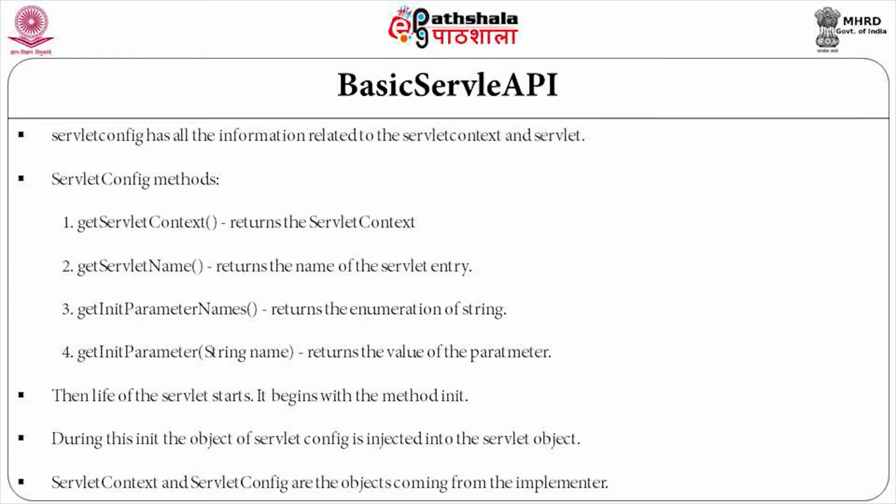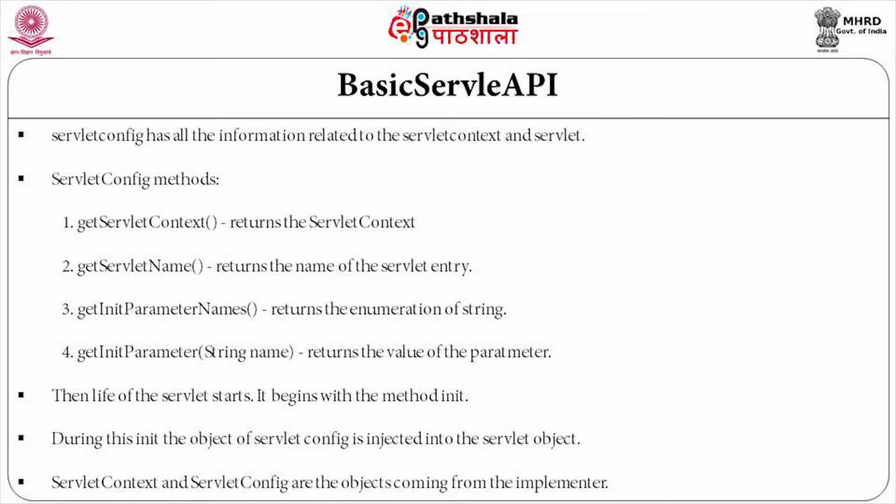If you look at the methods in servlet config, it makes the servlet context available. This is the getServletContext method, which returns the servlet context. What is the information between servlet and /servlet? We have a servlet name. For this servlet config object created corresponding to a servlet, we have the method getServletName to return that servlet name entry, the name by which the object of servlet was identified.